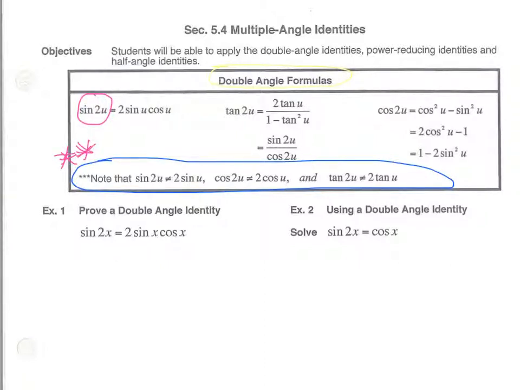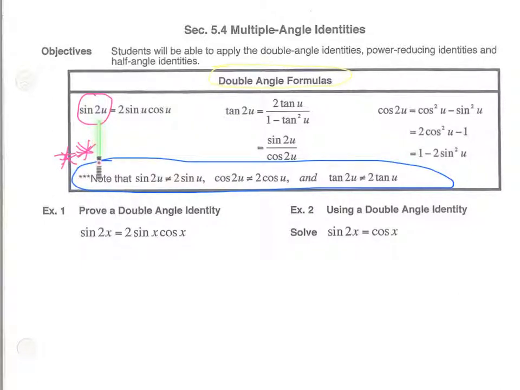Those are double stars. Note that the sine of 2u does not equal, you can't take this 2 out in front. You can't take the sine of the single angle and just multiply it by 2. It doesn't work that way. So instead, if I want to find the sine of a double angle, is what you'll hear me call that.